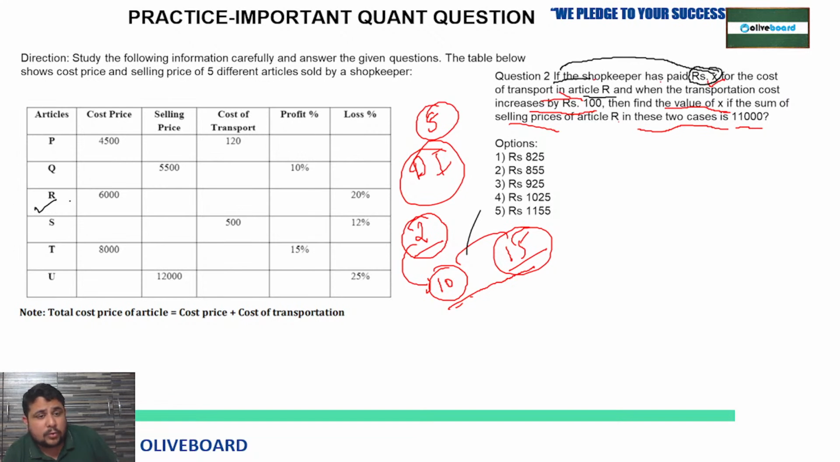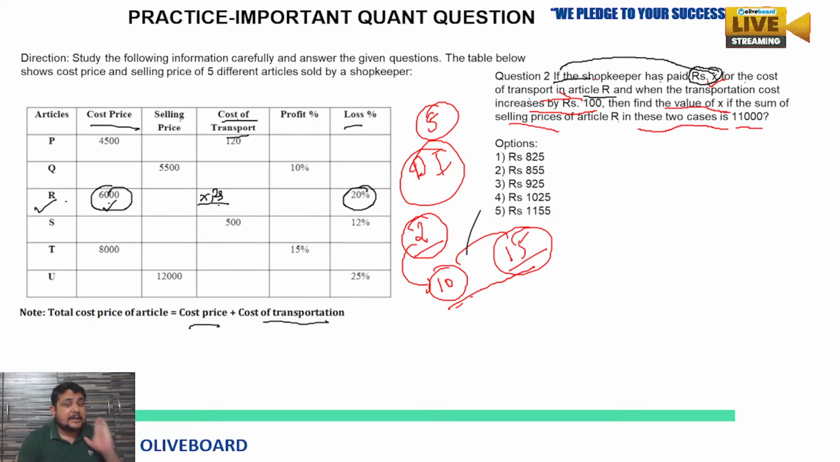So what we know about R: first see, the cost price of R is given as 6,000 and we know there is a loss of 20%. The total cost price is going to be cost price plus cost of transportation. You know the cost price, fine. But do you know the cost of transport? No, that is not given. But what are they saying? If the shopkeeper has paid rupees X for the cost of transport in article R, so X rupees here. This is the situation first.